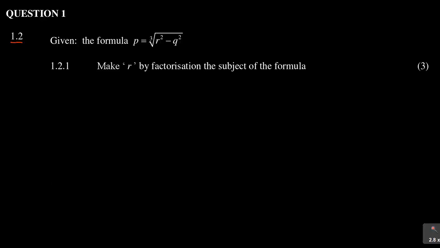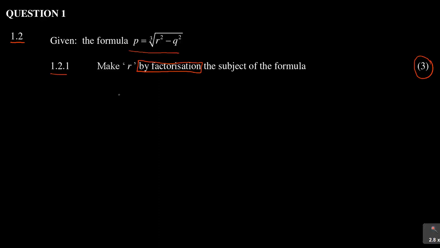Now this is question 1.2, and it says given the formula. So we are given this particular formula in question 1.2, and then 1.2.1 says make R by factorization the subject of the formula. I think here it's a typing error, but the question actually was supposed to read make R the subject of the formula in this case, but it's fine. Let us see if it does make sense to say by factorization.